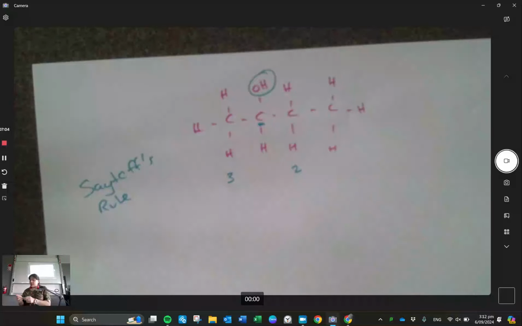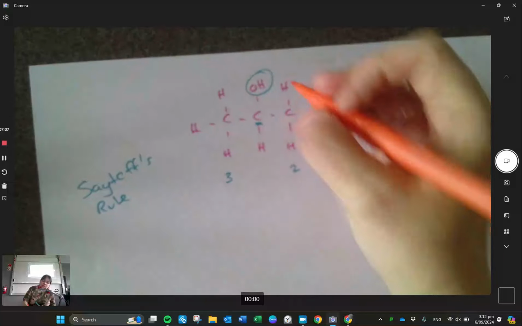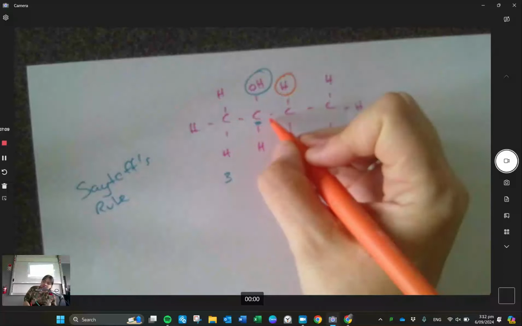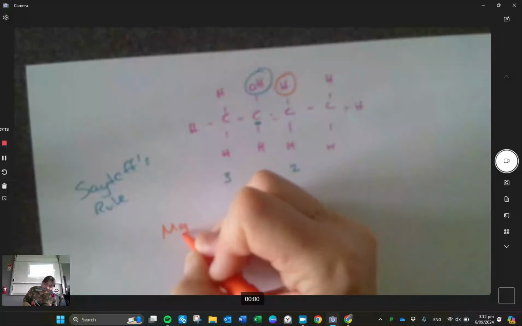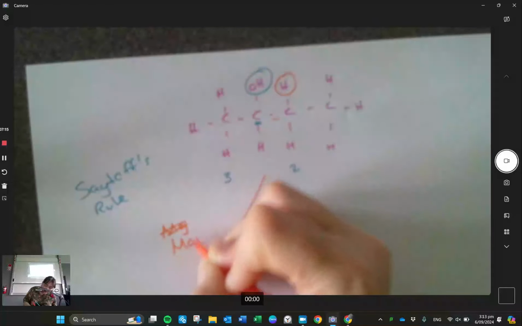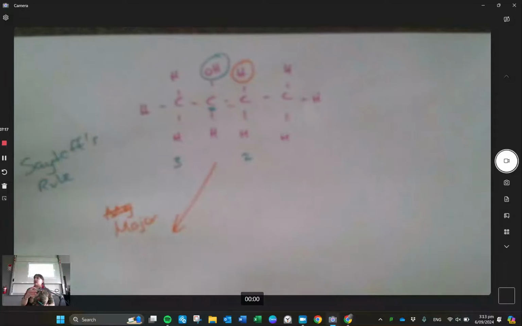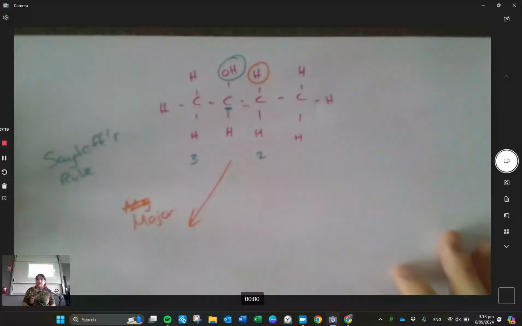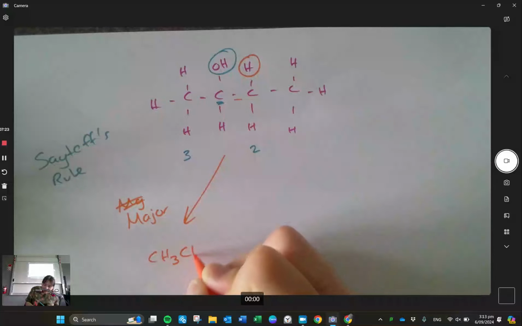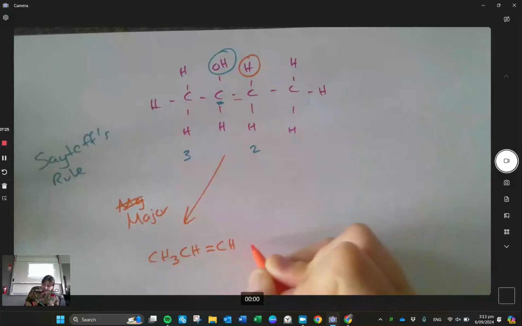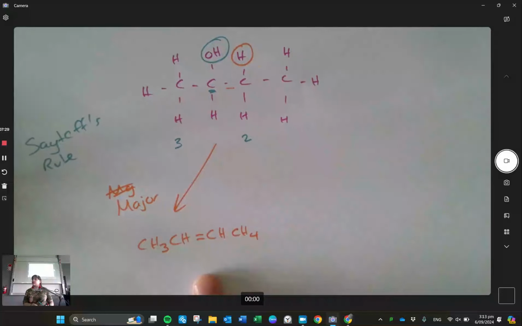So the major product, you are more likely to lose one of these hydrogens and form the double bond here. So major, meaning it's formed in a higher amount. So you get a larger percentage of that product. So the first thing I make is CH3, CH, double bond, CH, CH3. So that's my major product.